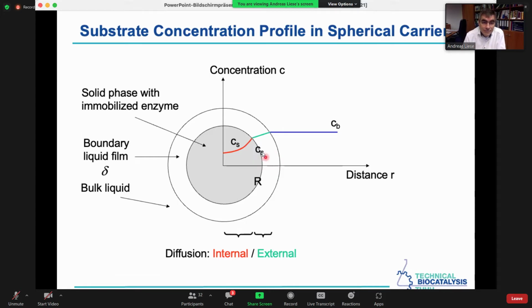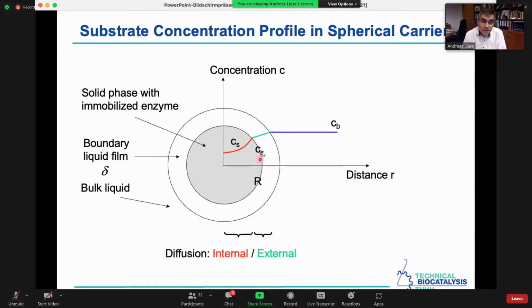this boundary layer, the gray dot here, that was our particle, and on top of the particle we have this boundary film layer. This film layer depends on the convective flux going along, and the convective flux also determines a bit of penetration into the carrier. Diffusion limitation means that we have a high film layer here, and you see the concentration is decreasing further inside the particle.